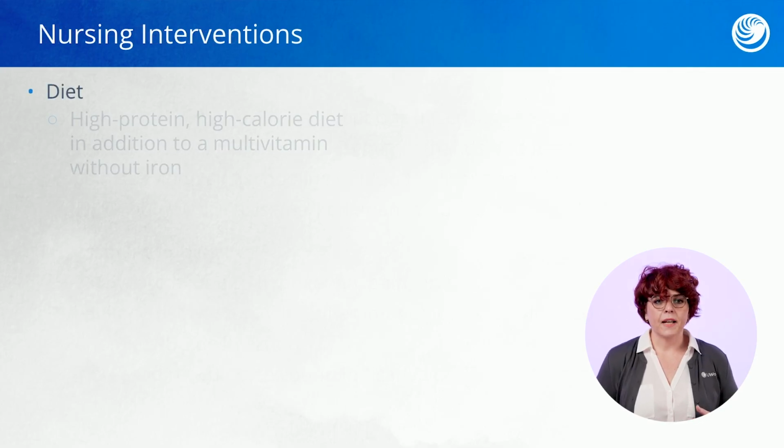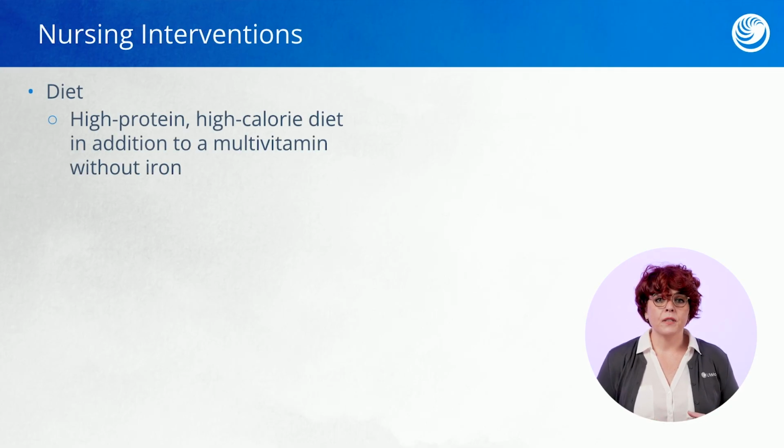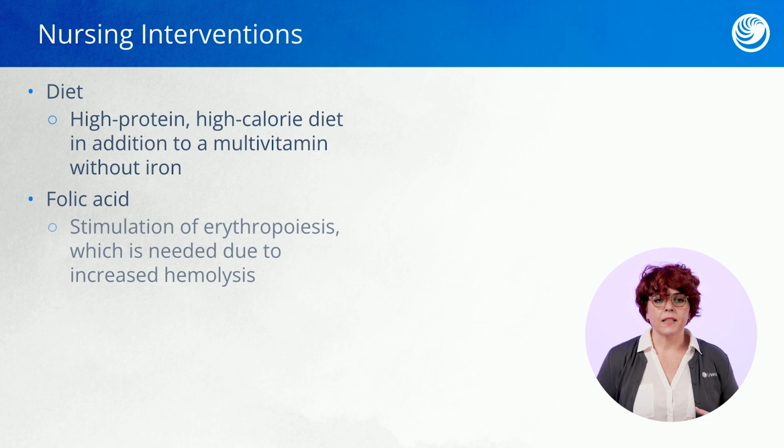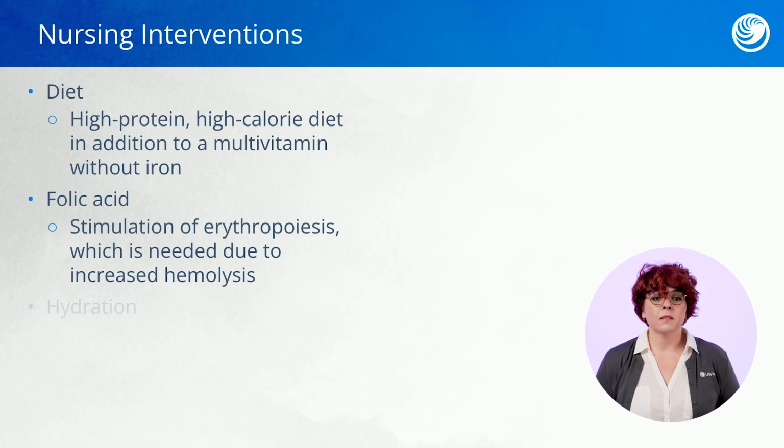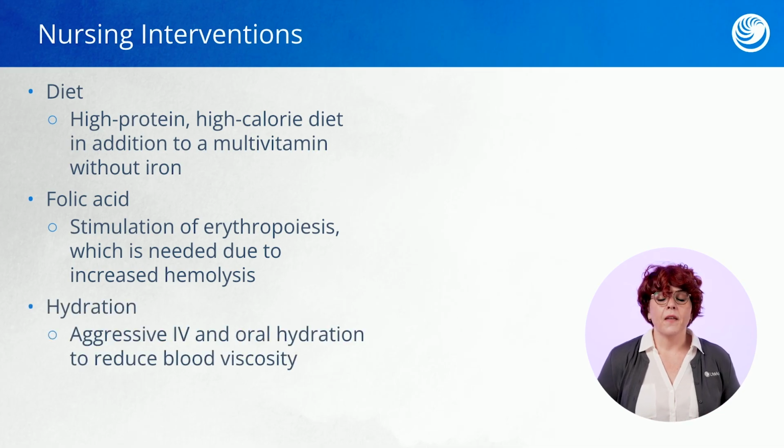What are some interventions that we're going to do? Well, definitely diet. These patients need a high protein, high calorie diet, in addition to a multivitamin without iron. Why? Well, think about it. Those RBCs are breaking down and putting a bunch of iron into the blood. They don't need that right now. Our patients need folic acid, and this is going to stimulate erythropoietin from the kidneys, which basically says, make more RBCs, please. We need to hydrate these patients, and this is going to be aggressive, both with IV fluids and oral intake. Remember, thick blood is sticky blood, and we don't want that.